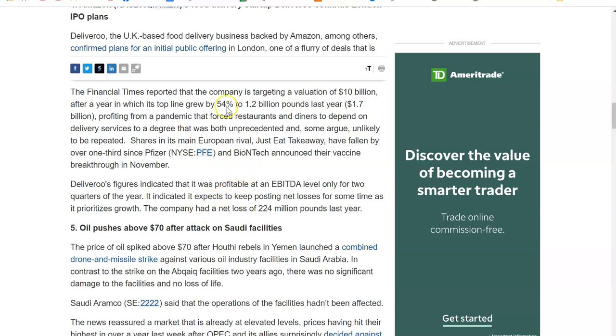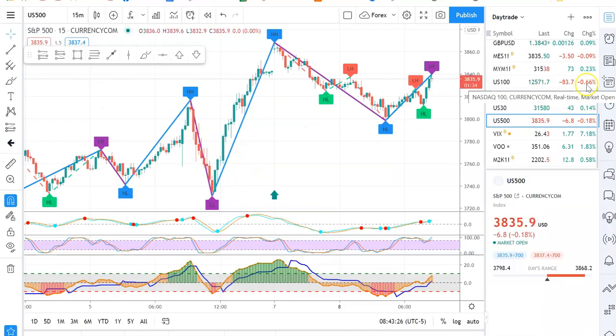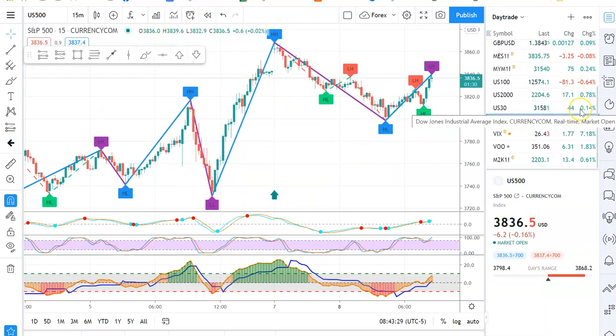Let's take a look at the futures. We have the NASDAQ is still down. RUT is up. US 30 is up. That's the Dow Jones. And the 500 is slightly down, just a little bit.